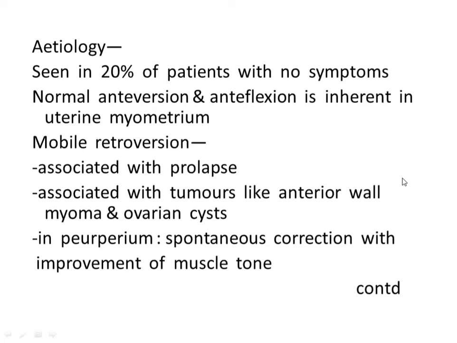So in this period, the uterus is still large and heavy, and so the uterus may become retroverted if it falls backwards. But then, after the puerperium passes off and all the changes regress, the uterus regains its normal size, and the muscles of the abdominal wall and perineal muscles regain their normal tone. Then there may be a spontaneous correction. The uterus may spontaneously become anteverted.